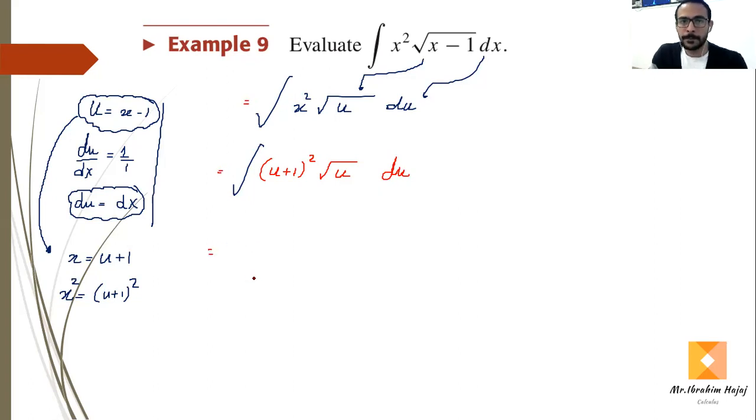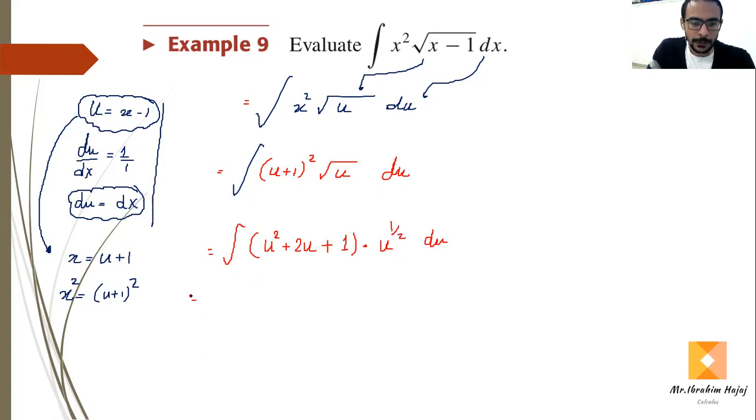Expand the square: u squared plus 2u plus 1, times u to the power of half, which is radical u. Then distribute. So u to the power of 5 over 2, because 2 plus half is 5 over 2, plus 2u to the power of 3 over 2, plus u to the power of half, du.